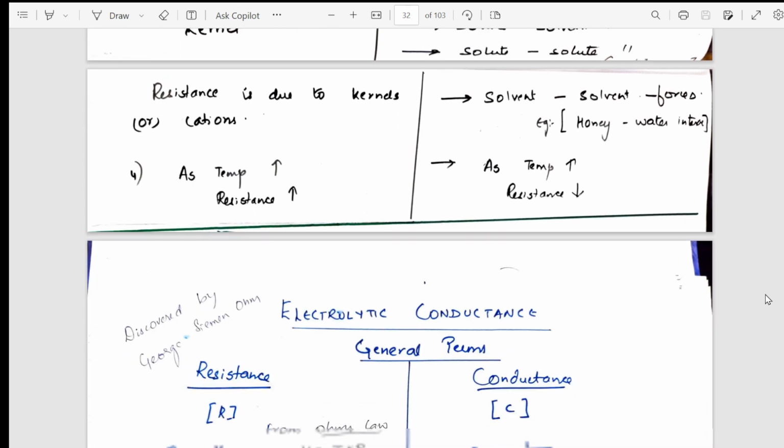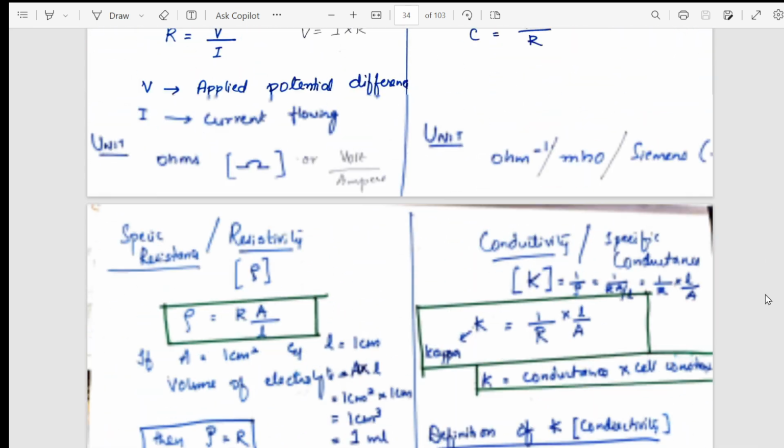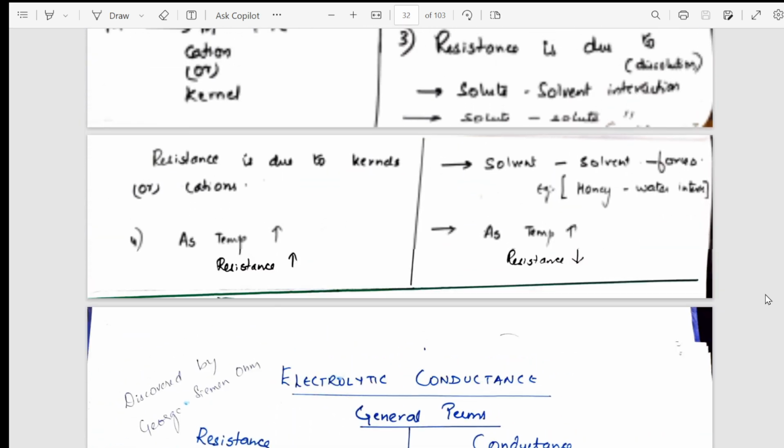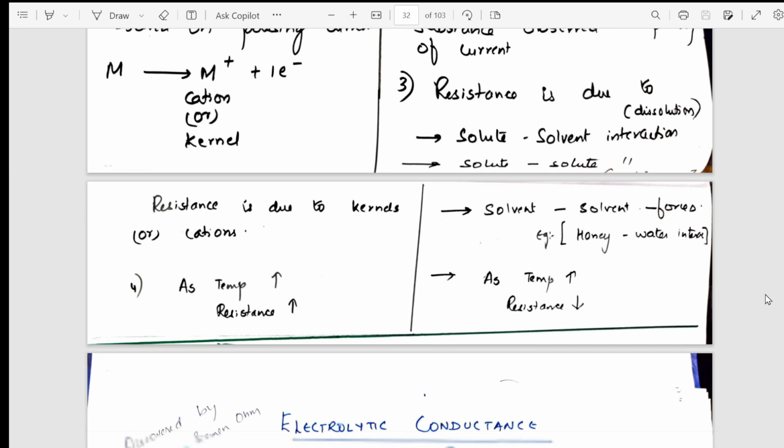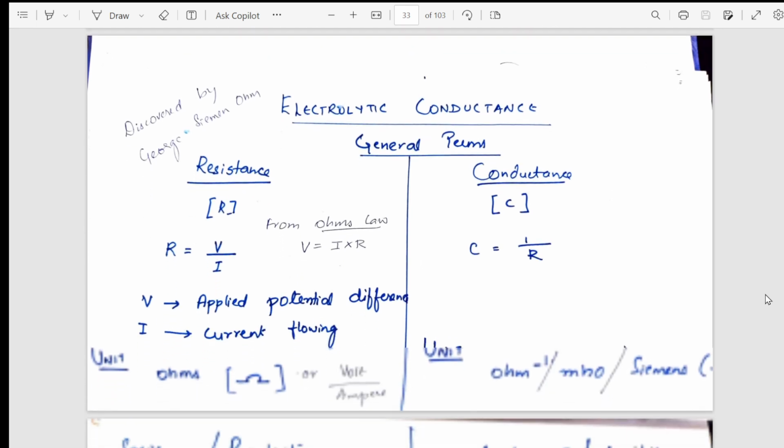Here I have given you the difference. If resistance is due to what, here it's due to solute-solvent interaction, meaning the solvent-solvent forces. So I've given you what happens when the temperature increases. Done. Now from there, I have taken you into a concept called conductance.